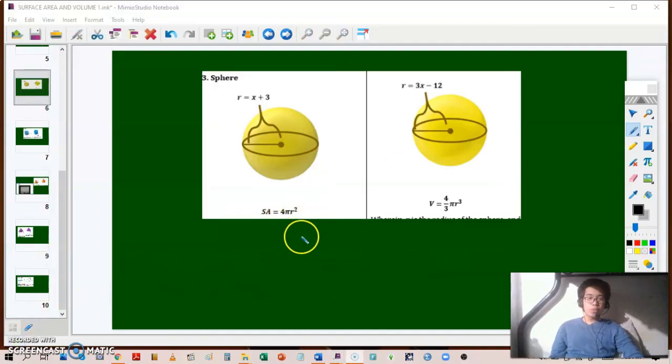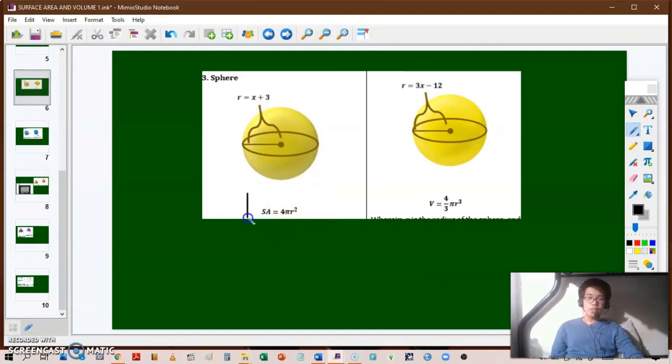The formula for the surface area of a sphere is S equals 4 pi r squared. That means you multiply the area of a circle, pi r squared, 4 times to get the surface area of a sphere. And the volume of a sphere is given by the formula 4/3 pi r cubed.